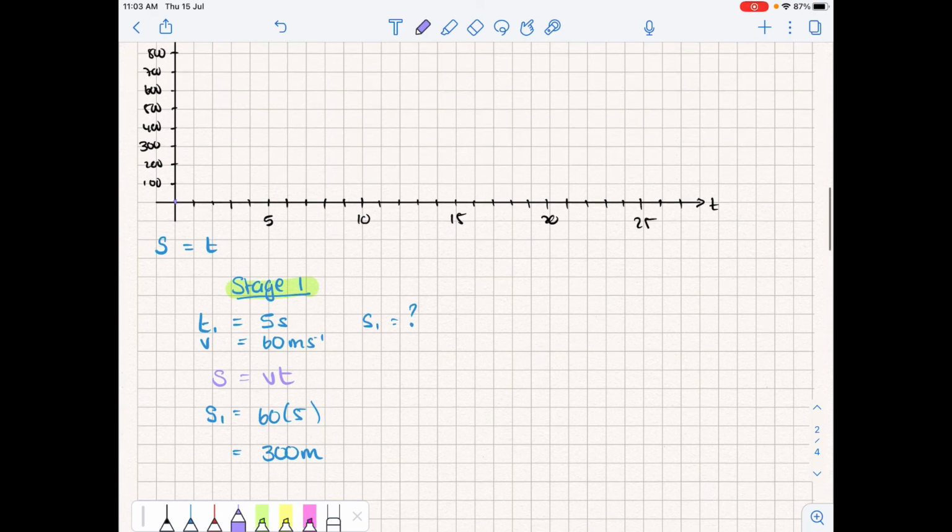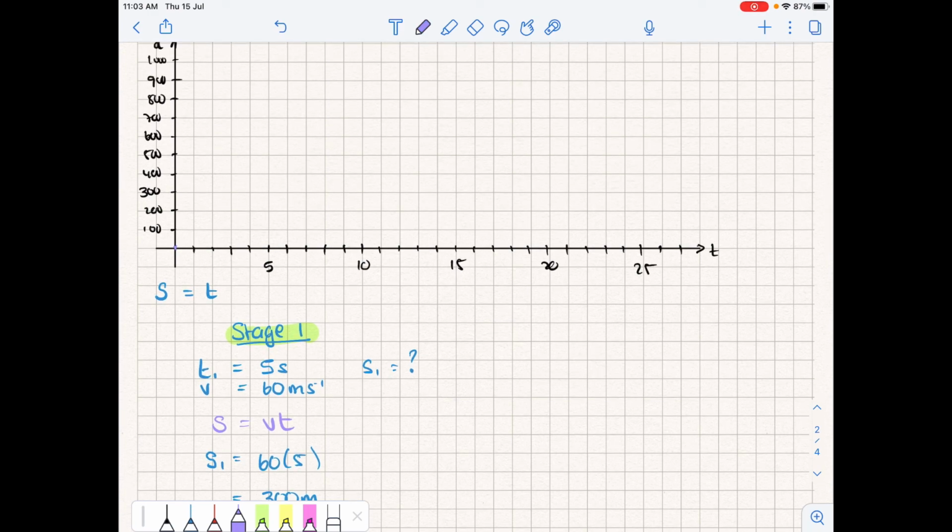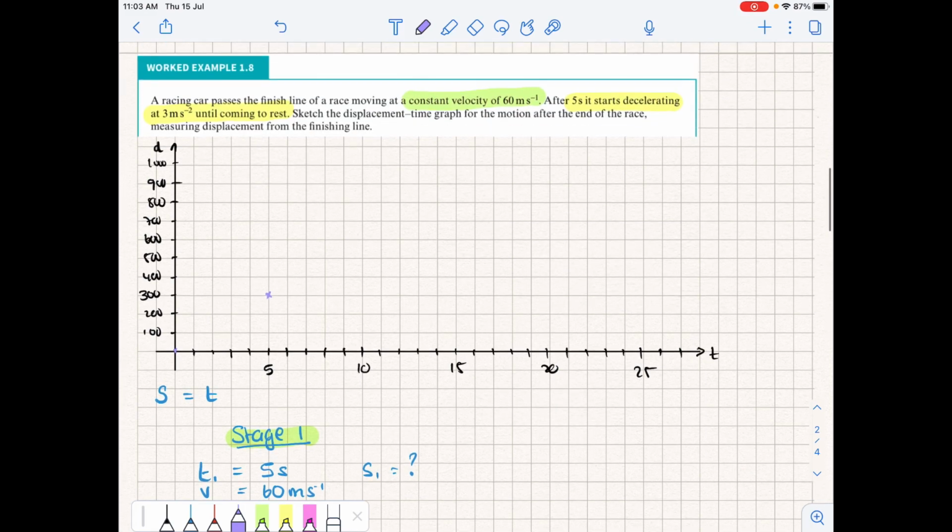At this point, we can go to the graph. We can see that at 5 seconds, we have a displacement of 300 meters. Because we have constant velocity, and because velocity is gradient, a constant gradient tells me that we have a straight line. And so we can just graph for ourselves a straight line.